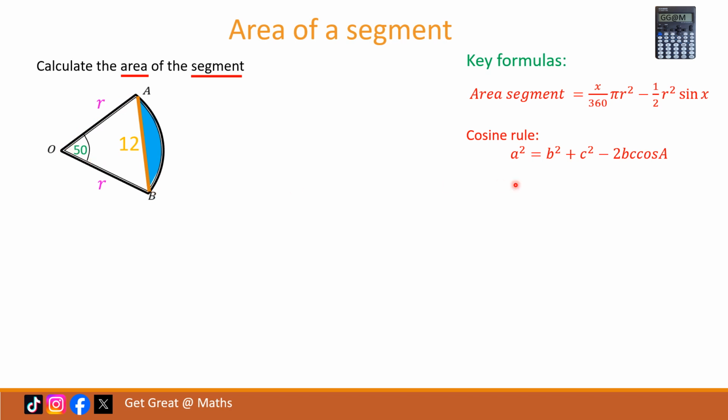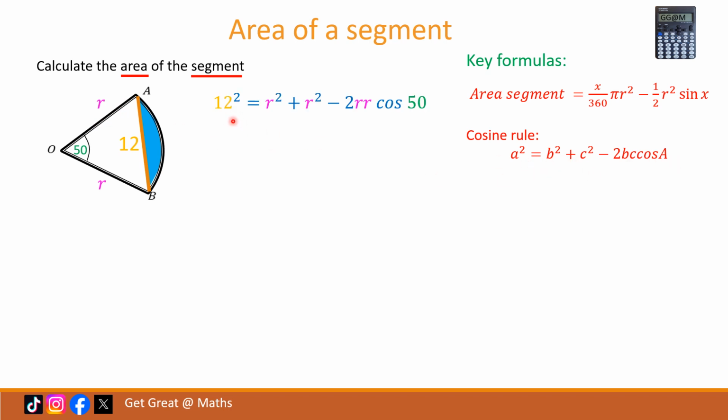So in this question here, I'm going to use the cosine rule and I'm going to put in the values I've got. Now little a is always opposite the angle. So the angle is 50, so that means little a here is going to be 12. B and C are the other two sides, so this distance here is B and this distance here is C, and they are both equal to r. So I'm going to put the values into the formula for the cosine rule.